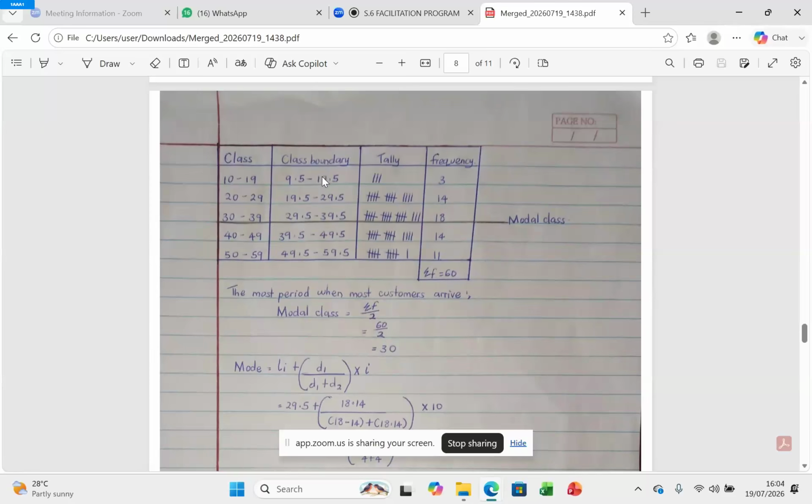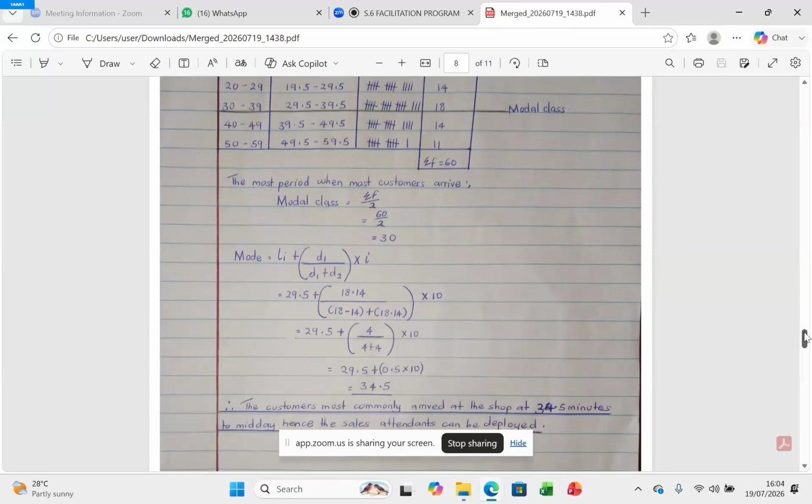Wanyange, just before you continue, could you just scroll up a bit so that we could see the lower parts? Yes. Okay. What is that pattern? The modal class. Yes, please. Thank you so much. You just check in the frequency, the highest frequency, lies with the modal class. You can continue sharing. Yes, please.